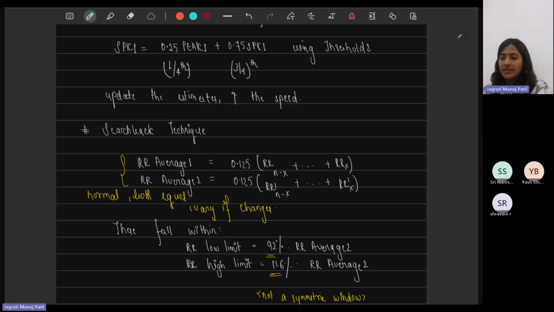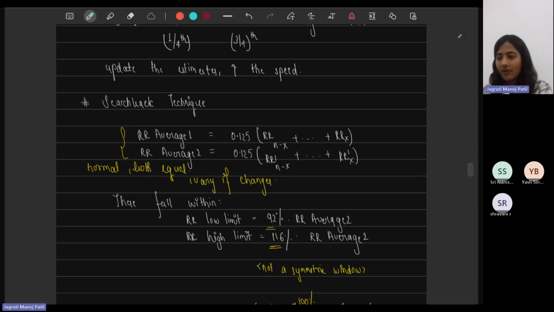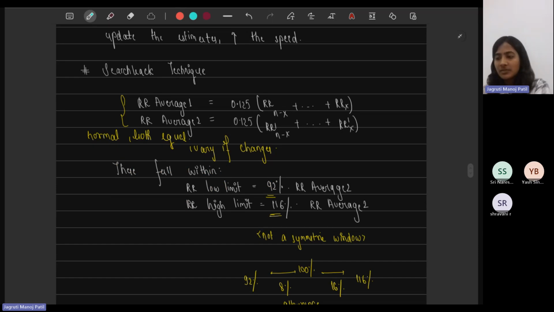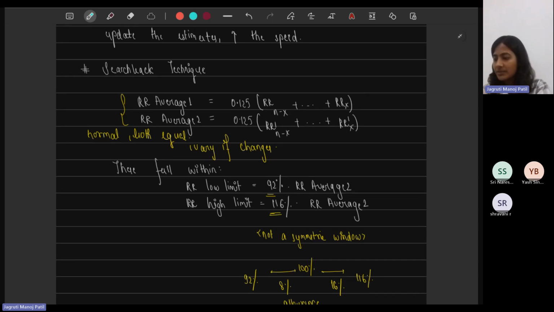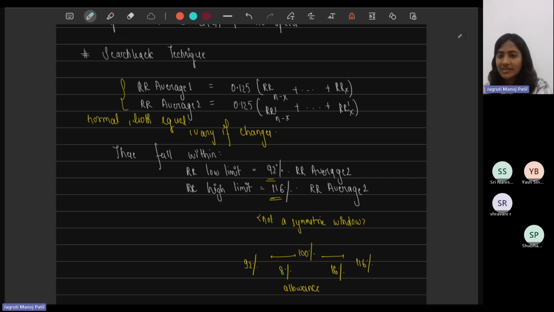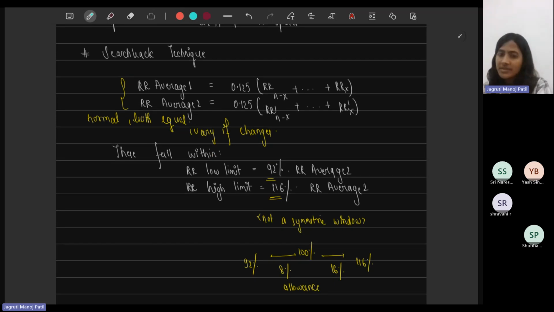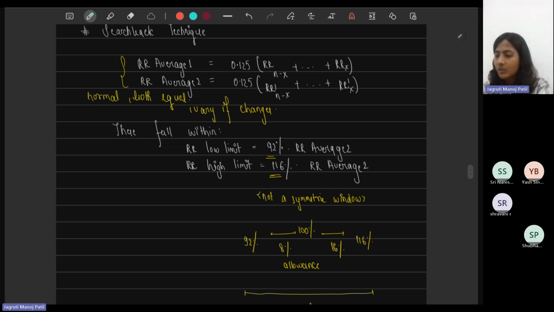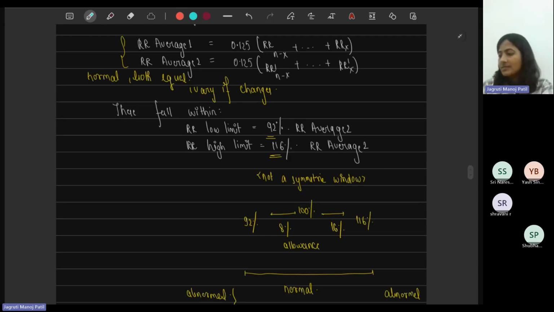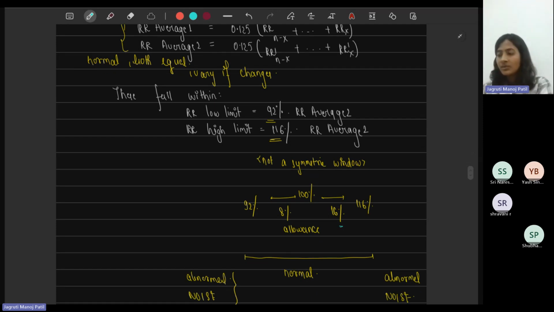For the search back technique, they hypothesized that these two values, RR average 1 and RR average 2, should always be within two thresholds, that is the lower limit and the higher limit. This limit is not actually symmetric. It's 92% of the second average and 116% of the second average. If you see 100%, the 92% has an 8% allowance, while the 116% has a 16% allowance. So it varies, and it's not very clear why they took it like this, but it's just a window. They want the values to lie between them.